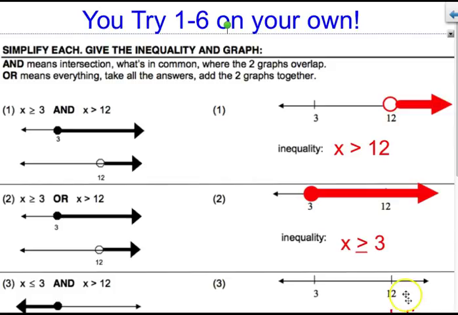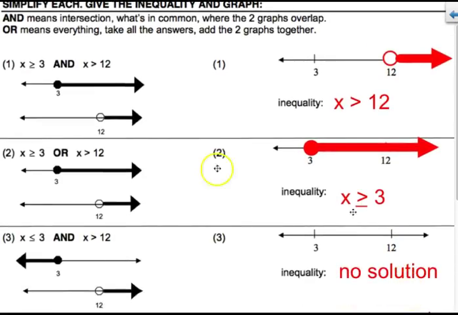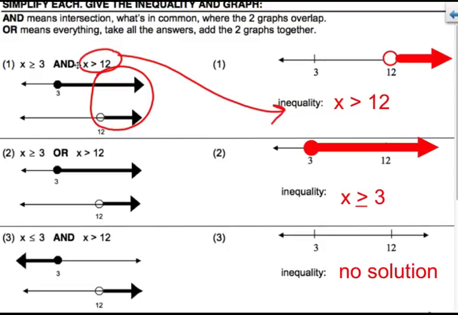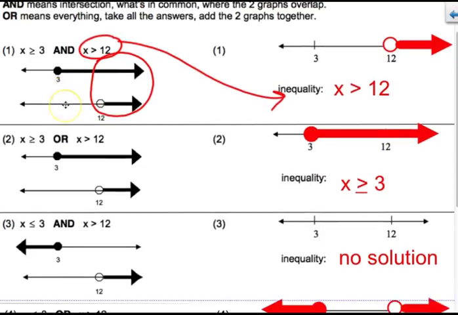Alright, so here are the answers that you should have gotten for 1 through 3. So I had an and problem, and so I was looking for the overlap. The overlap would be right here. So I just care that if it is greater than a 12. So that's what I did. I wrote x was greater than a 12, and I only wrote x was greater than 12 on the graph.